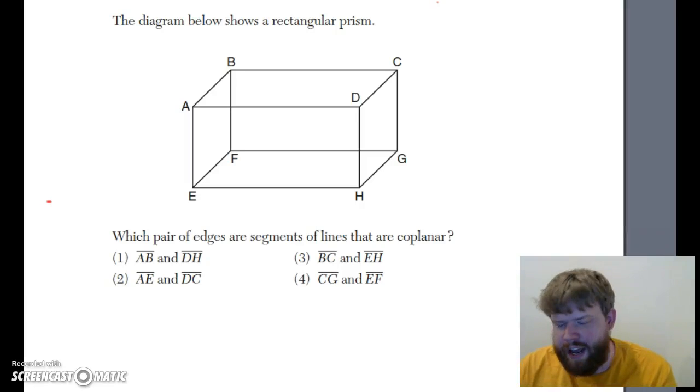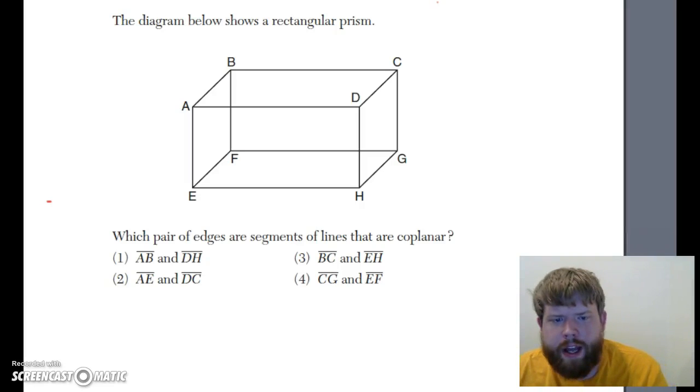Good old number 5, and it's a tough one, unfortunately. The diagram below shows a rectangular prism. Which pair of edges are segments of lines that are coplanar?